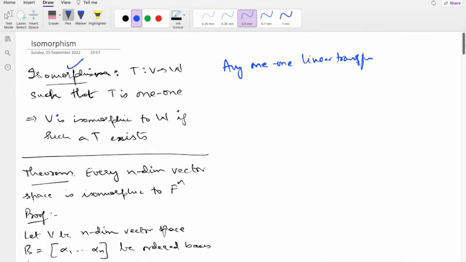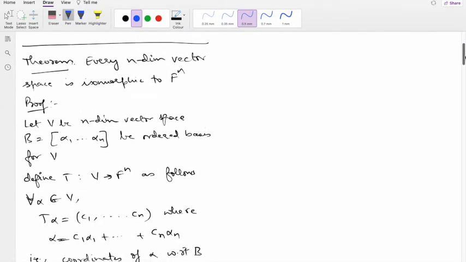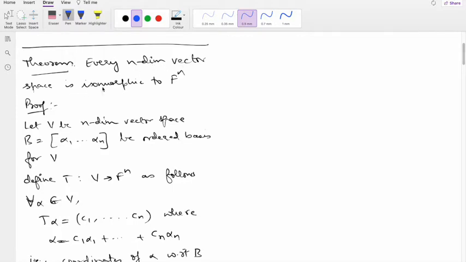We'll now prove a theorem which is like the cornerstone of many ideas in linear algebra. The idea that every n-dimensional vector space is isomorphic to F^n, okay? This vector space is defined over the field F, by the way. So this F comes from that field. So let me just put that down here, over the field F, right? So I basically have a vector space, let's say V, which is the n-dimensional vector space, that is dim V is equal to n, and it's defined over the field F, right?